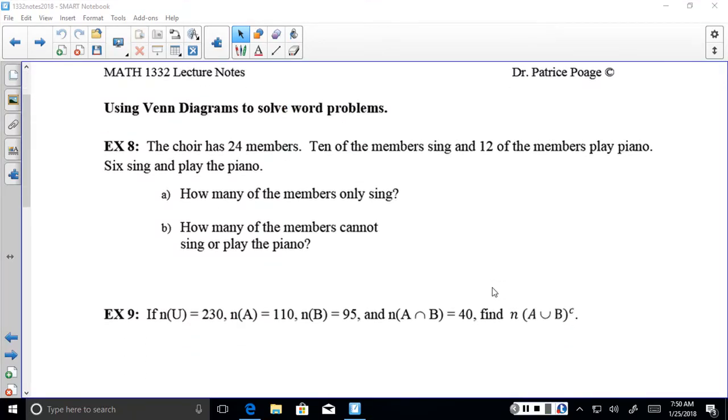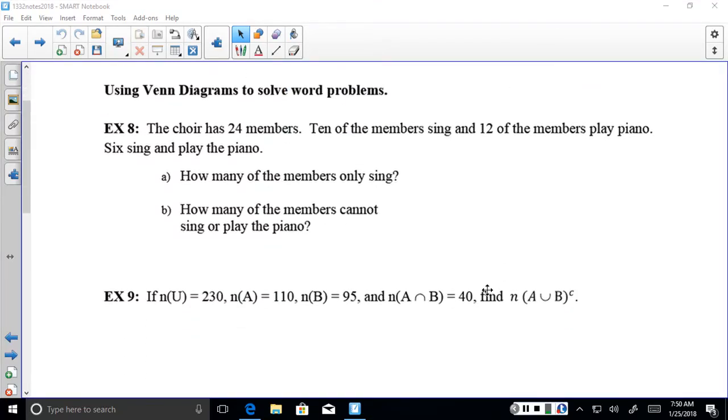Example 8. Okay, so it says using Venn diagrams to solve word problems. If you remember, Venn diagrams are where we draw pictures of our sets.